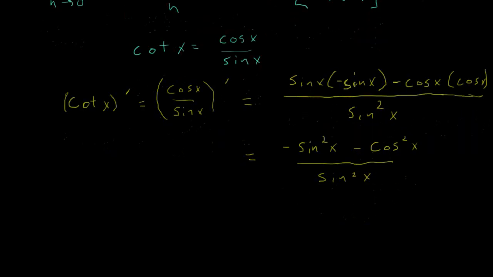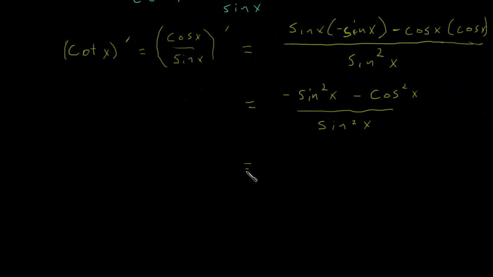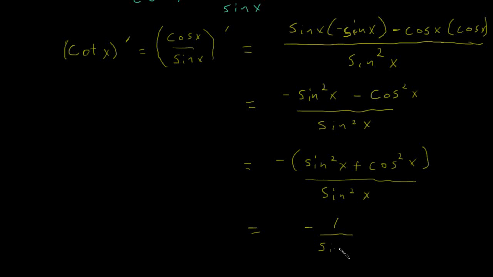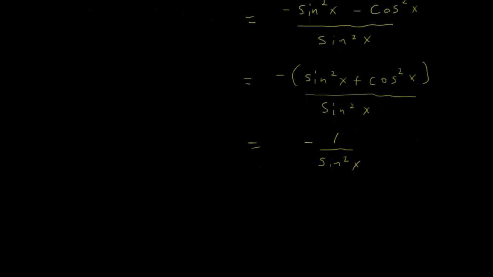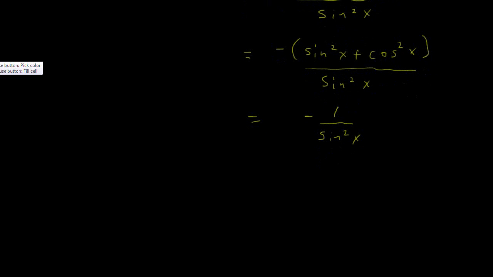And we can do a little factoring here. We can factor out a minus 1 out of the numerator. We'll just write it as minus the sine squared of x plus the cosine squared of x, all over sine squared x. And here's where we'll use another one of our essentials, that trig identity, sine squared of x plus cosine squared of x is equal to 1. And so we found the derivative of the cotangent of x is minus 1 over sine squared of x. Many of you know that that is the same thing as minus the cosecant squared of x, but let's just keep it in this form.